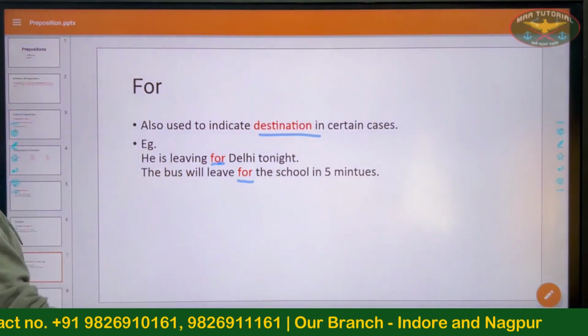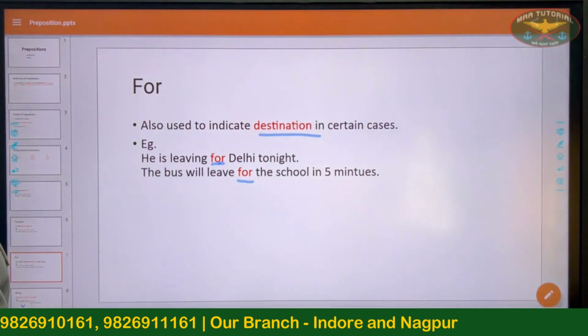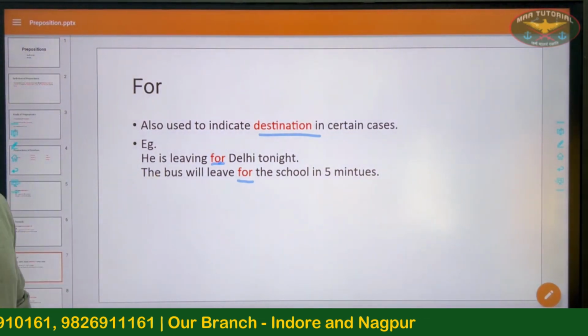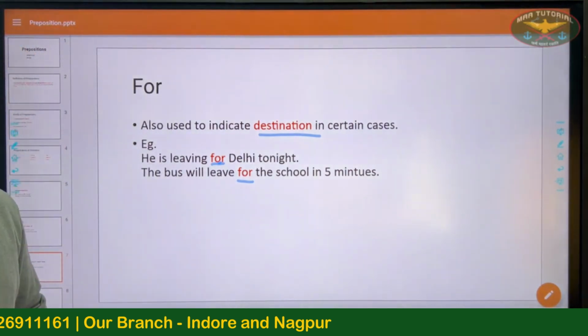He is leaving for Delhi. He is going to Delhi tonight. He is leaving for Delhi tonight. Both of them mean the same thing. They're just being used in different cases. He is going to Delhi. He is leaving for Delhi.